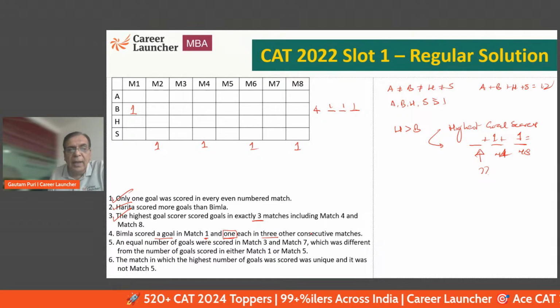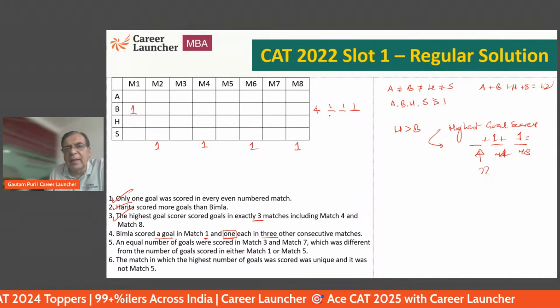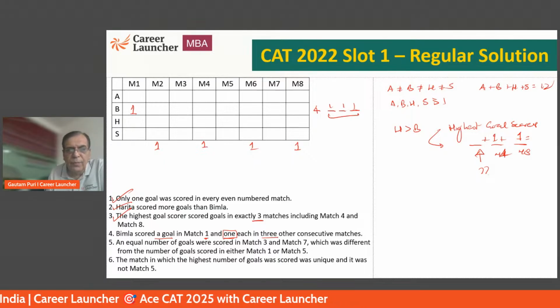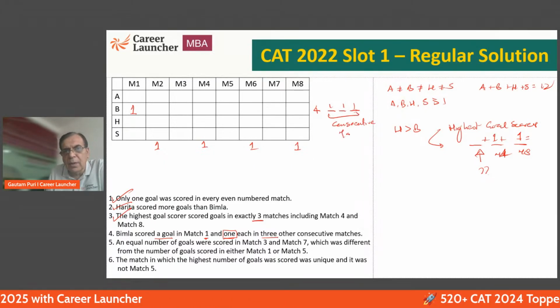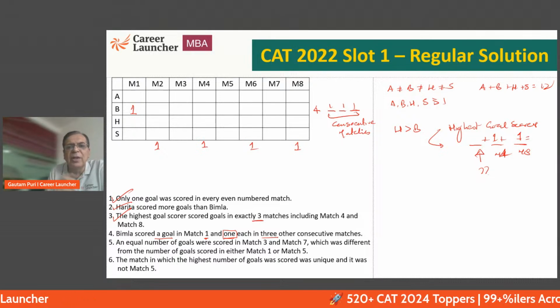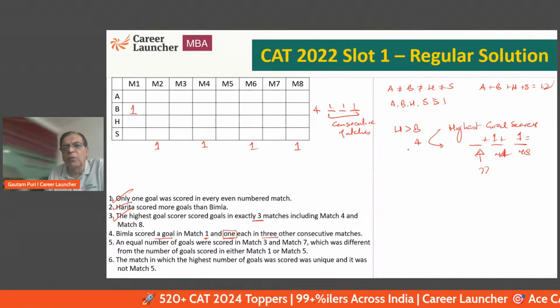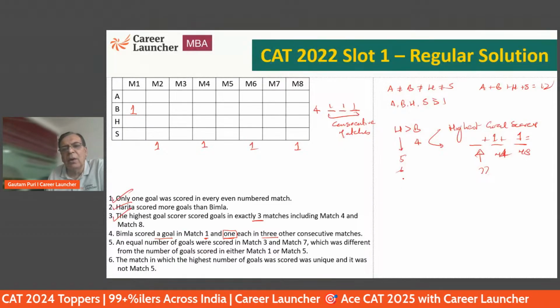Now, which are those 3 consecutive matches? We don't know at this point of time. So if we look at 3 consecutive matches, okay, consecutive matches. So either way, she'll score 4 goals. Now, let me look at this. If Bimla has scored 4, Haritha should be greater than 4, can be 5 or 6 or even 7.